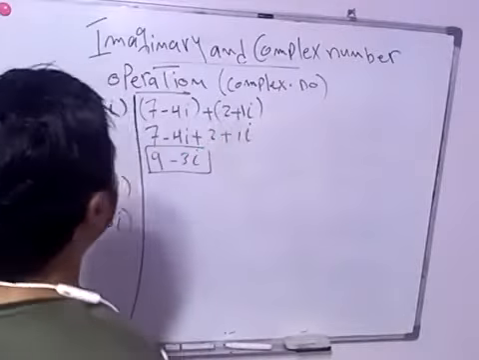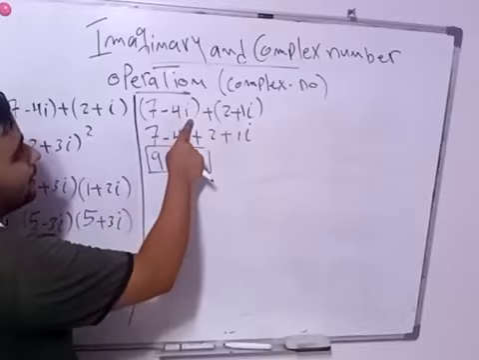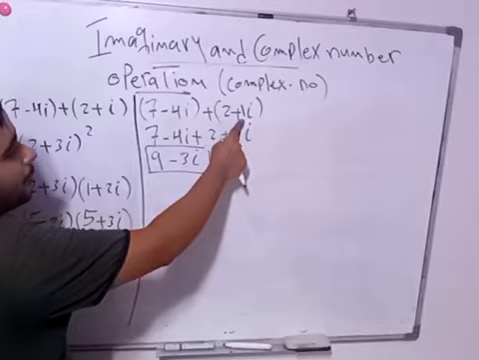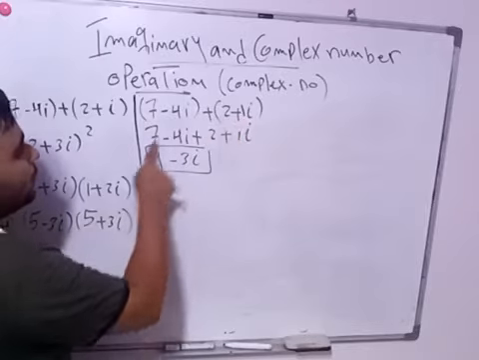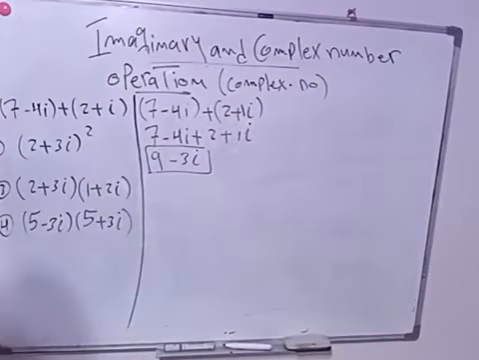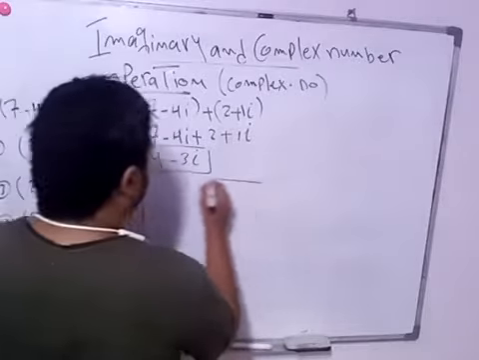Again, I have 7 minus 4i plus 2 plus 1i. Add the like terms, the absolute terms 7 and 2. Then the coefficient of i is negative 4 and the coefficient of i is positive 1. So 7 plus 2 equals 9, and negative 4 plus 1 equals negative 3, giving the last result.